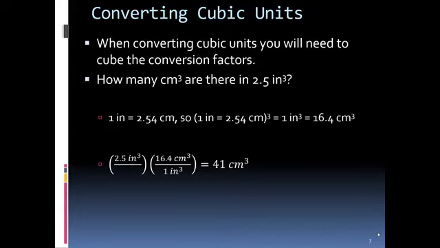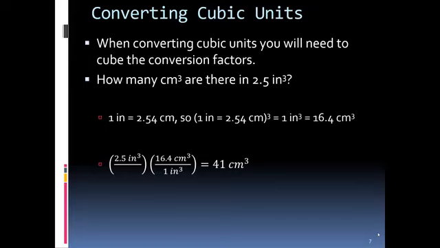We know that 1 inch equals 2.54 centimeters. However, we want to get from 1 cubic inch to 1 cubic centimeter. We must cube the conversion factor, raising all items in that equality to the power of 3. Well, 1 cubed is simply 1, inches cubed is inches to the third, 2.54 cubed, if you put it in your calculator, is 16.4, and centimeters cubed is centimeters cubed. In other words, 1 inch cubed equals 16.4 centimeters cubed.